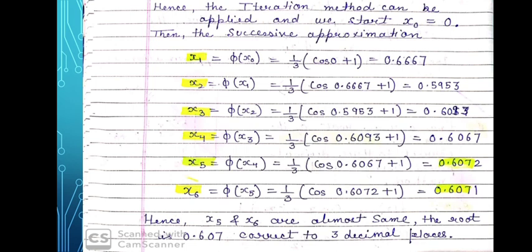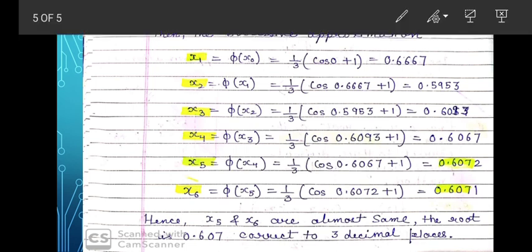Now similarly, as we have selected x0 equal to 0, we will start our calculation. The first calculation is x1. We have to find the first approximate value. This is known as the first approximate value.